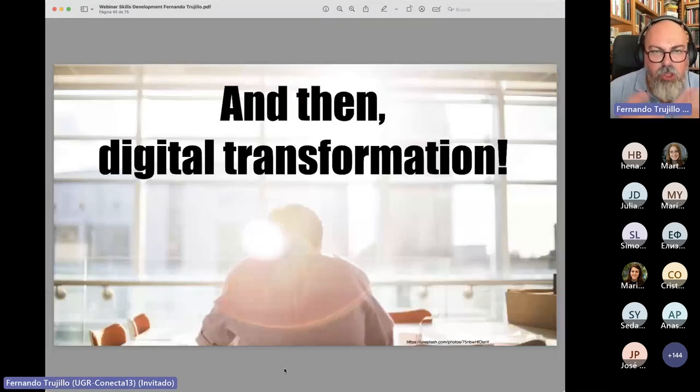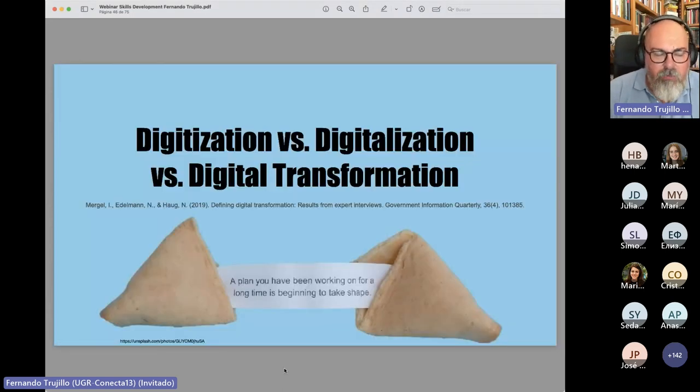And then digital transformation, because we are no longer teaching in an analogical context, in an analogical setting; we are in the midst of a digital revolution. Perhaps we could make the distinction between digitization, digitalization, and digital transformation. Digitization is when we use digital products. Just using a PDF is digitization. But we are not in that position any longer.